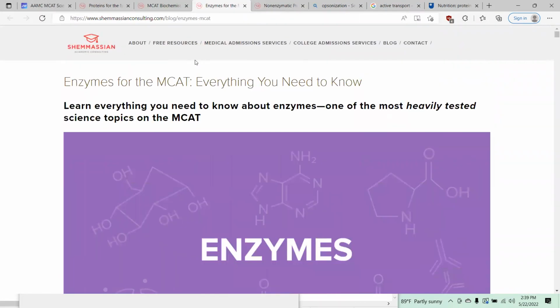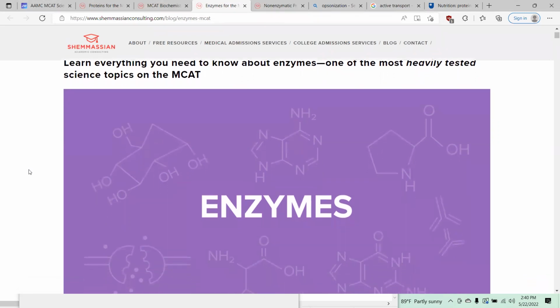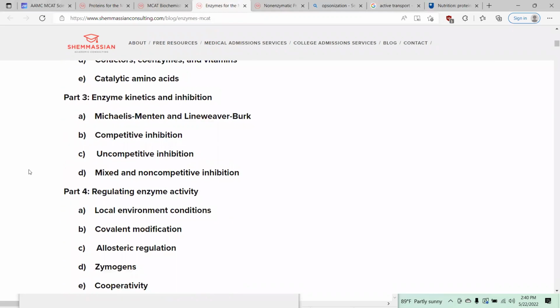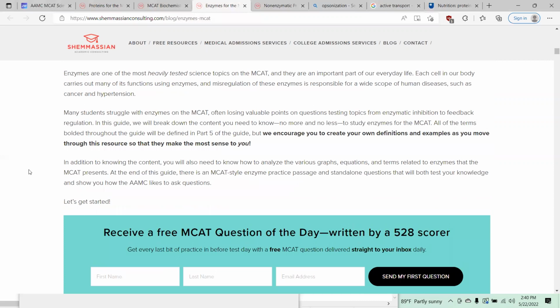So enzymes work to catalyze a reaction. The non-enzymatic proteins that we just saw are not catalyzing anything. They're not making a reaction happen faster. They're just existing in structural ways. So enzymes actually have catalytic activity. So catalytic activity means they serve to make a reaction occur faster.